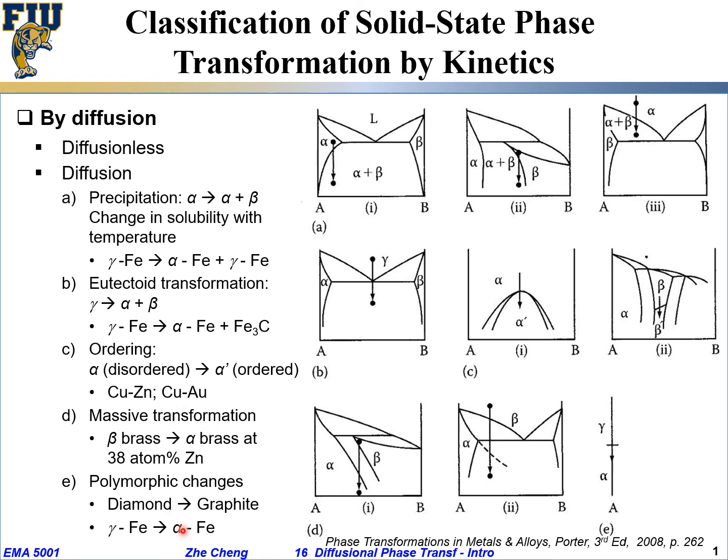And the gamma to alpha phase transformation is happening as what we explained before, from BCC iron or the gamma phase to the FCC or the alpha phase. Okay.